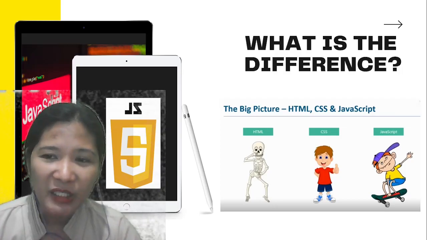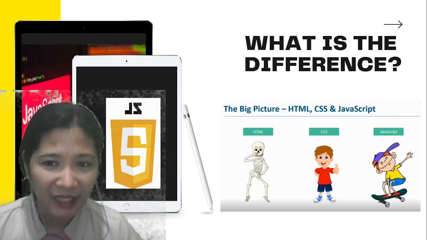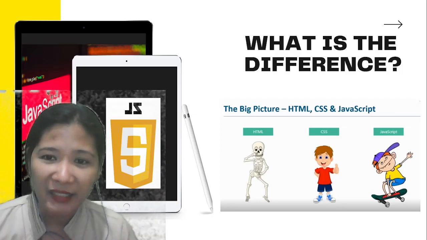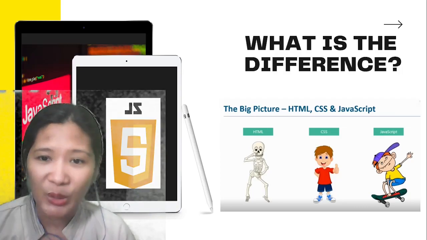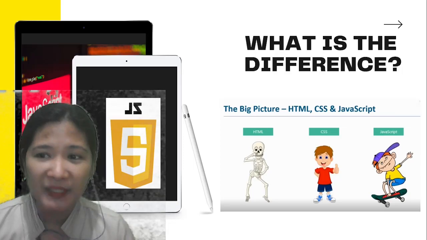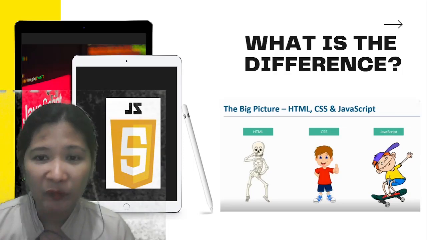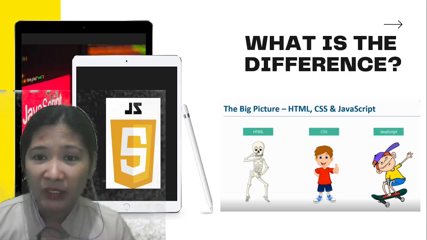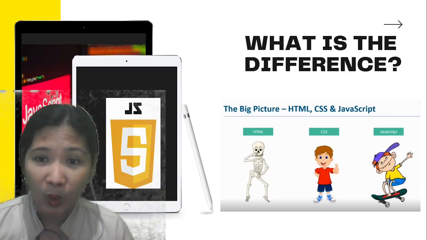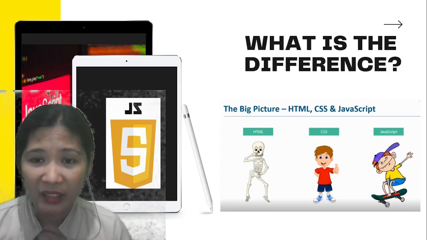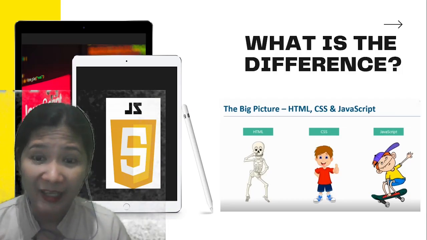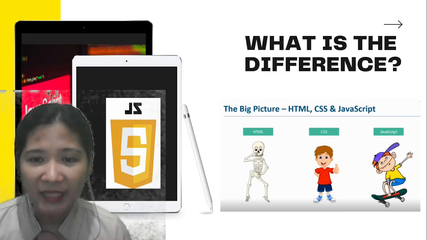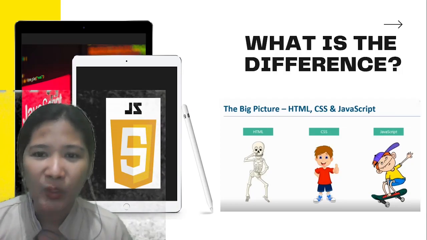Alright, so HTML is being represented by a skeleton because, as we have discussed in the past lesson, HTML is the structure. It makes up the structure of our web. And we have the CSS, which is used for formatting, for styling. So with this boy, we can see that we have defined the color of his shirt, his shorts, his shoes, his face. Okay, same with web design or web development. CSS works to style our web page.